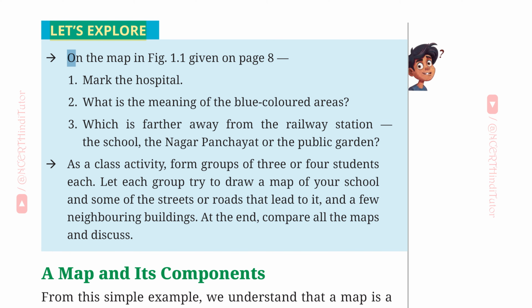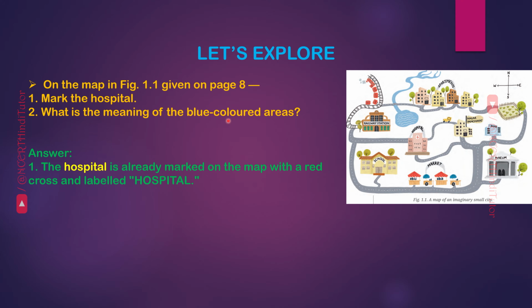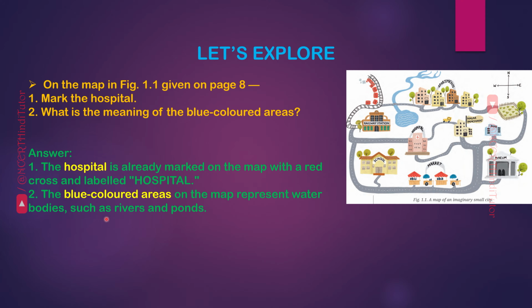Let's explore the map in figure 1.1 given on page 8. First, mark the hospital. Answer: The hospital is already marked on the map with a red cross and labeled hospital. This one. Second, what is the meaning of the blue colored areas? Answer: The blue colored areas on the map represent water bodies such as rivers and ponds. This one.